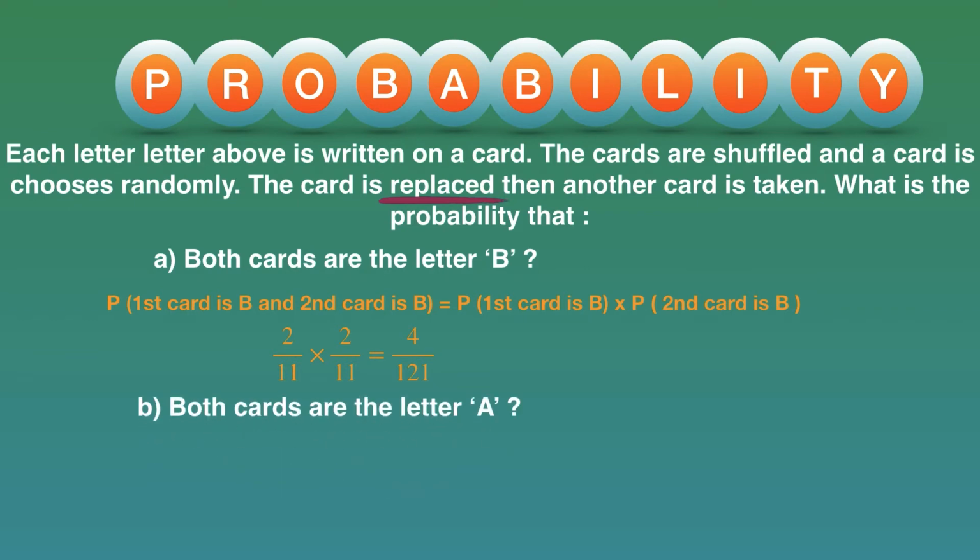In part B, we need to find the probability of both cards being letter A. There is only one A in the above letters. Therefore, probability of getting A is 1 out of 11.